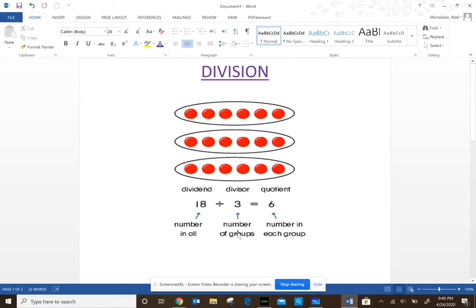An important word that you should know is dividend. Dividend is just another fancy word for the number in all, the number of objects that you have in all. Divisor is another fancy word for the number of groups that you're going to have to divide your objects into or separate your objects into. So just remember those words, boys and girls: dividend and divisor.